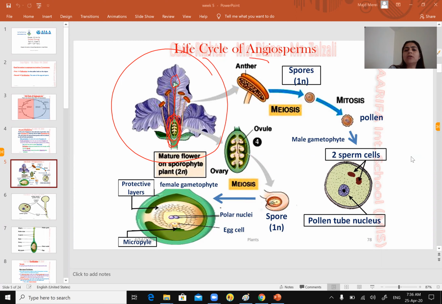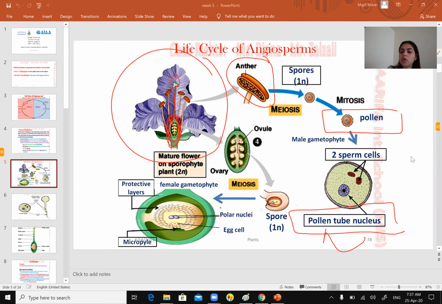So the anther contains the pollen grains. Each pollen grain has, as we said, the pollen tube nucleus. It is called the pollen tube nucleus because it will form the pollen tube, and two sperm cells. While for the female, we have the ovule inside the ovary. There are 8 haploid cells.